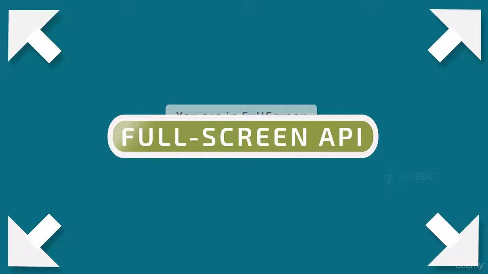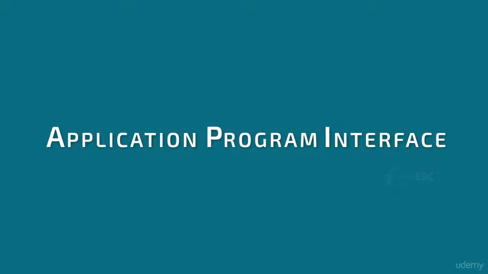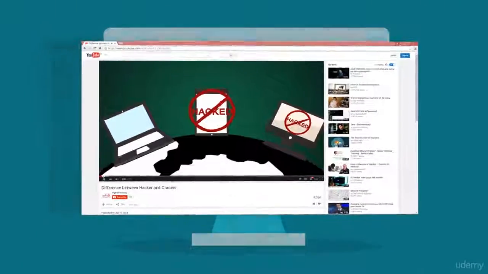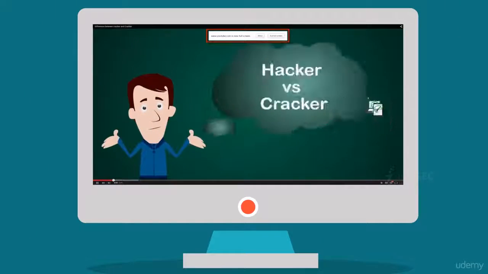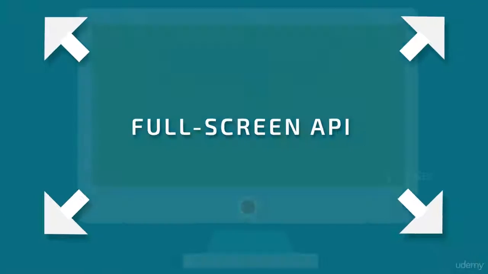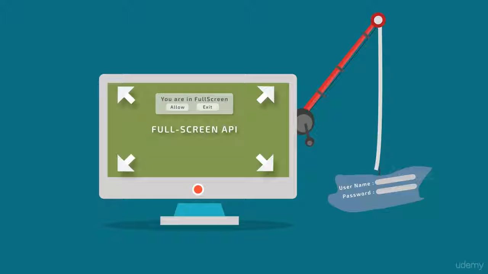Full Screen API. API, Application Program Interface, is basically a set of GUI components. YouTube's full screen option uses an API that fills the entire screen, called the Full Screen API. Let's see how a full screen API can be used to launch a phishing attack.